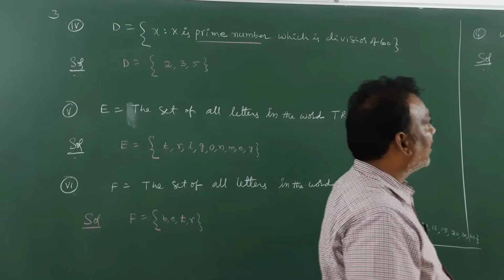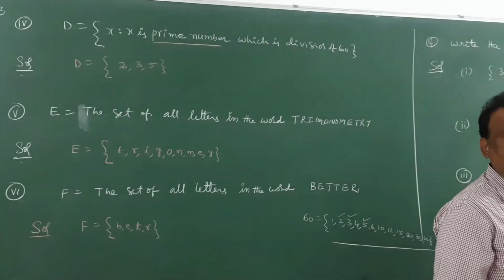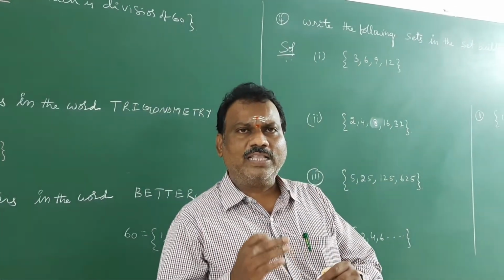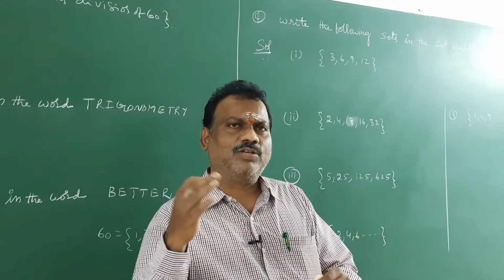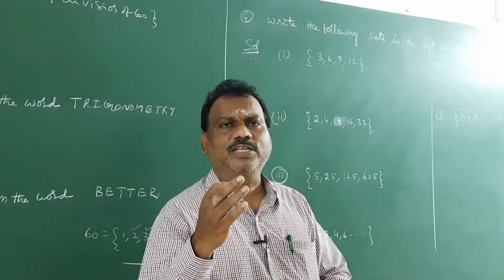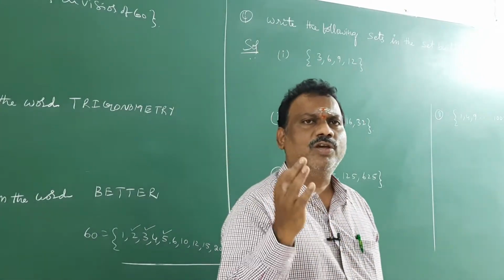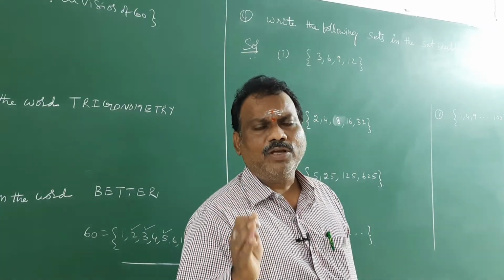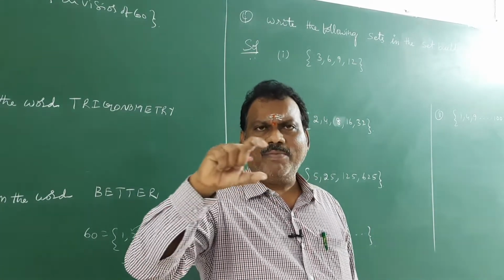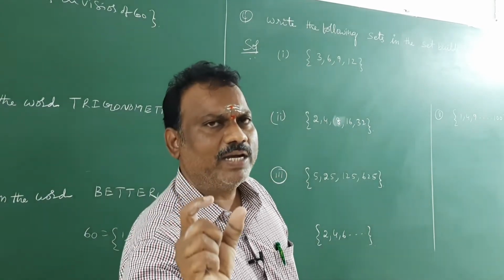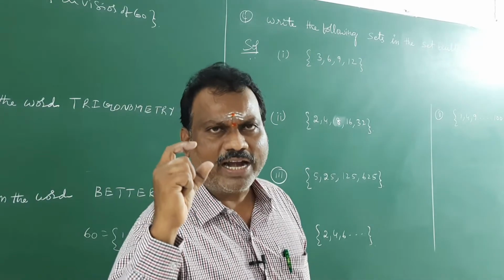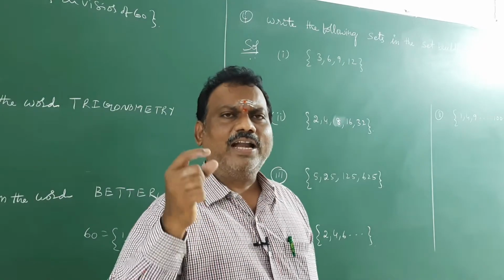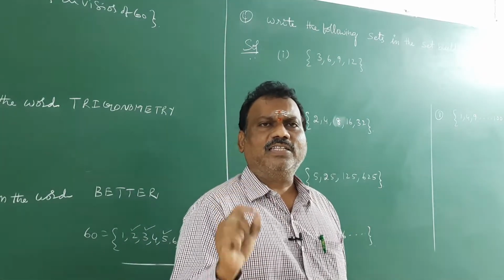Next come to the fourth question. Write the following sets in set builder form. In the previous question they gave set builder form and you wrote roster form. Now it is vice versa, the opposite way. They are given in roster form, you have to write set builder form. While writing set builder form, remember the given elements possess one particular common property. You have to identify that common property, represent all the elements with one letter and write it in set brackets in that format.